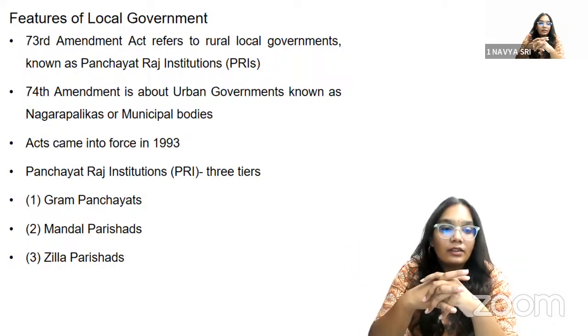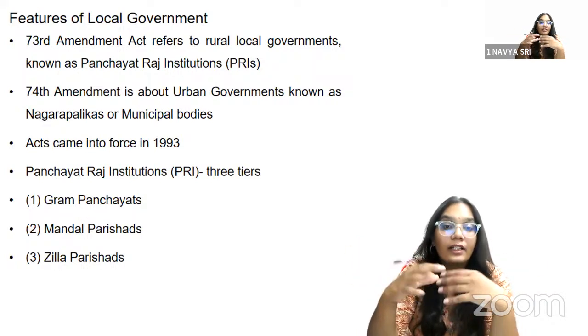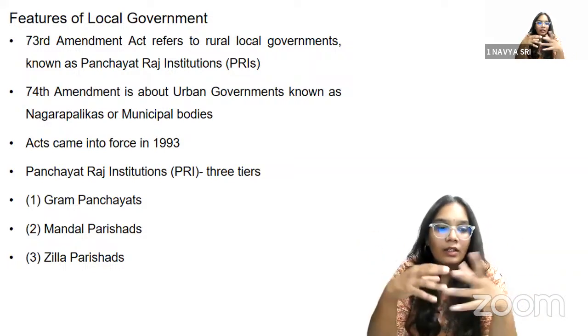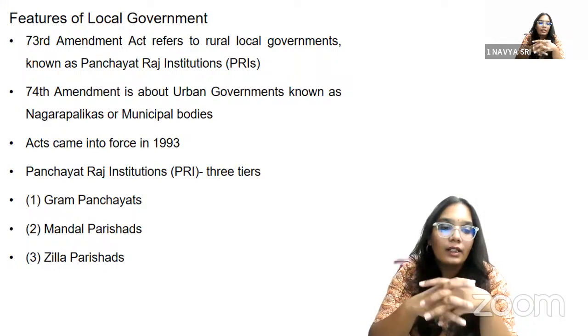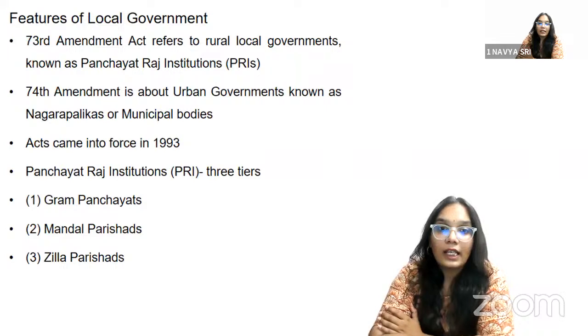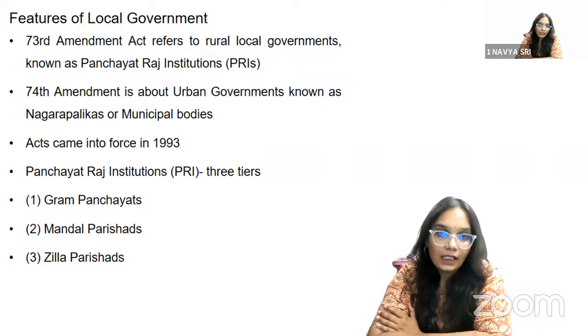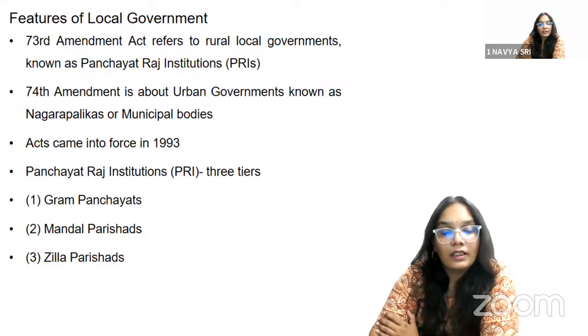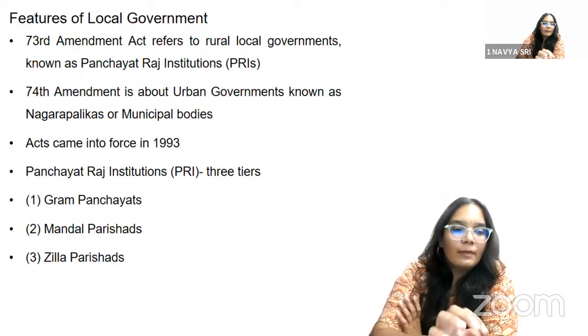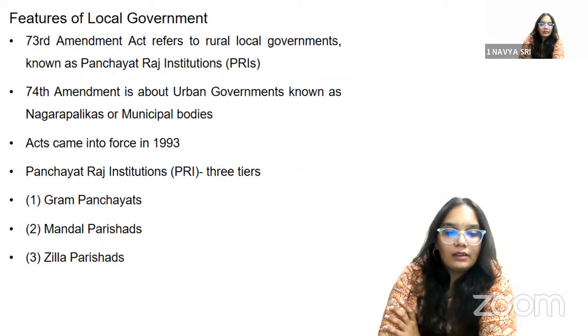So the Panchayat Raj institutions introduced this three-tier system. Furthermore, it was divided into a three-tier system. So the first one is Gram Panchayat, Mandal and Zilla Parishads. Earlier the tiers were union, state and local governments, right? Now this local government is further divided into three more tiers. So these three more tiers, what do we have? Gram Panchayat, Mandal Parishads and Zilla Parishads.